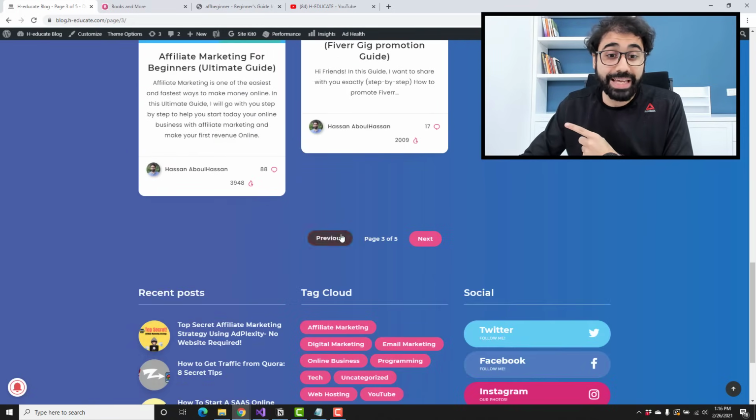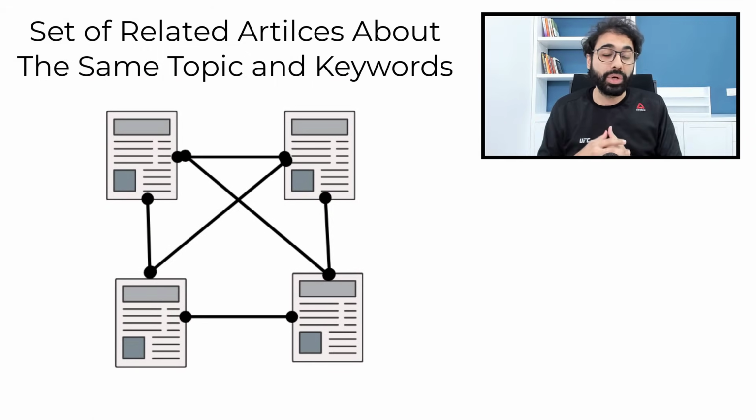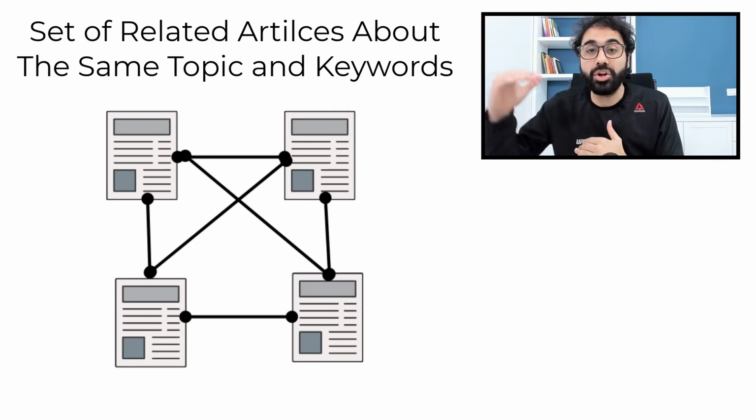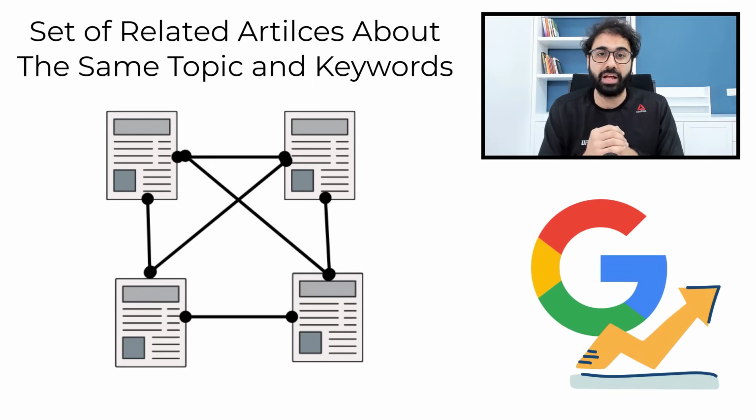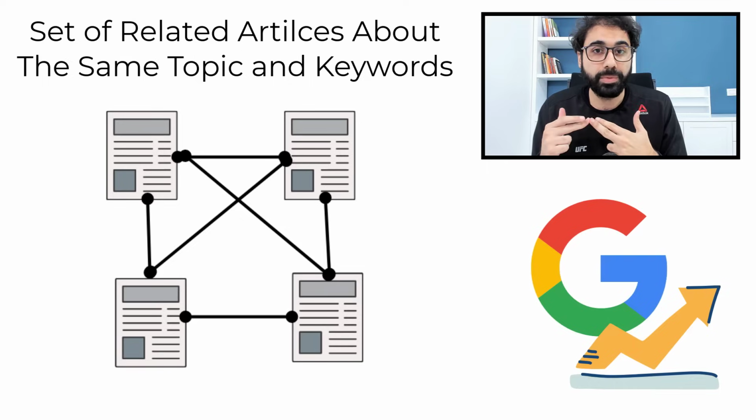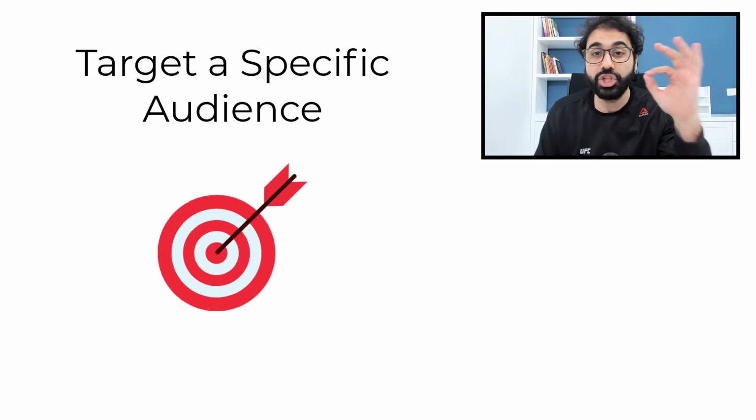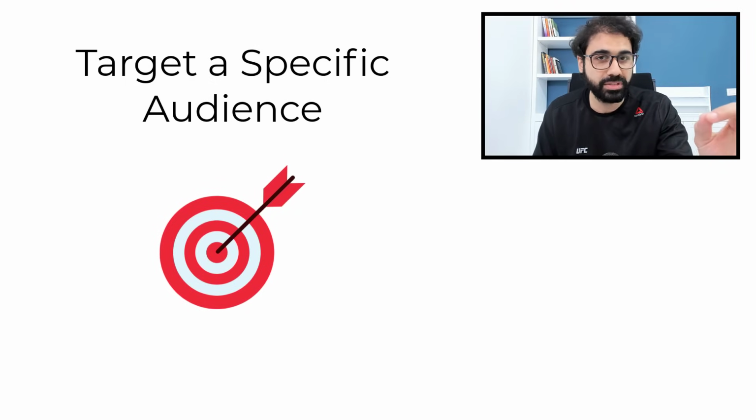When you create a list of articles that are connected together, talking about the same concept, the same keywords, this will help you rank higher on Google and get more free organic traffic from Google. Number two, when you write about a micro niche or a specific niche, you will target a specific audience, and this is really very important.